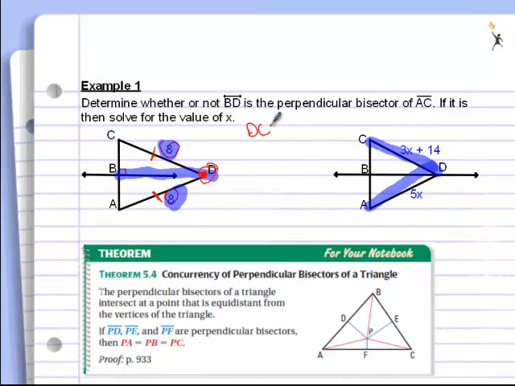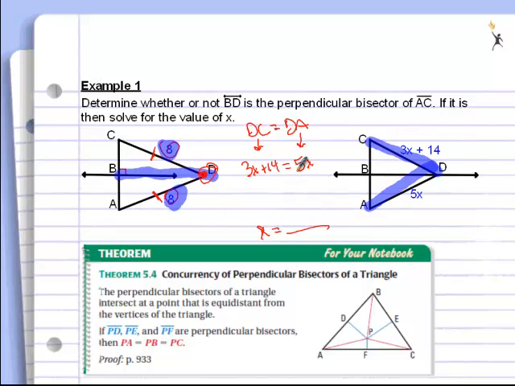If DC equals DA, then D is on the perpendicular bisector. There's our geometry statement that we need to prove. Now we're going to substitute in what DA and DC equal. DA is 5x. DC is 3x plus 14. And now we're going to solve this because if we can find a value for x, we can say that D is on the perpendicular bisector if x equals this. So we can solve this problem using our algebra.